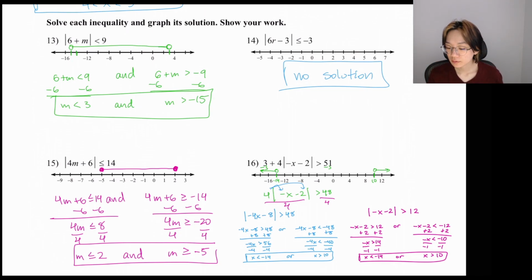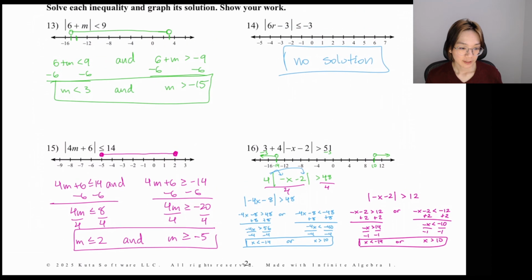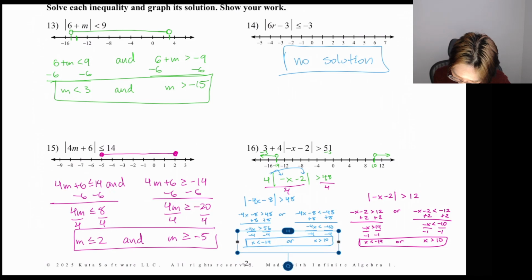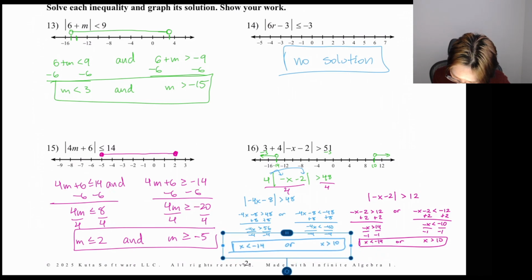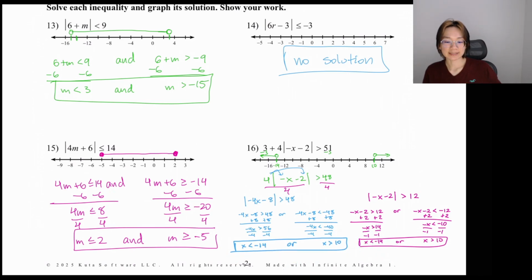14, no solution, and there's the graph, but the graph is that there is no graph. So if you do have a graph for no solution, you will get points off. 15, m is less than or equal to 2, and m is greater than or equal to negative 5. There's the graph. And 16, kind of hard to see, but I'll just at least make the answer part bigger. x is less than negative 14, or x is greater than 10.